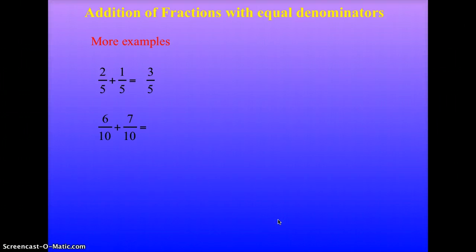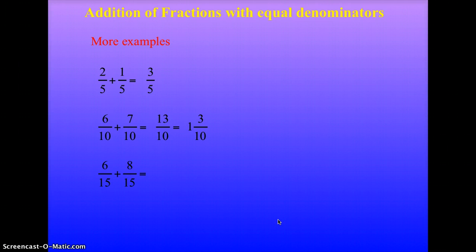6/10 plus 7/10. Go ahead and pause it and solve it. Oh, look, what do you know? You get 13/10 on this one. That's an improper fraction. It needs to be changed to a mixed number. We change from an improper fraction to a mixed number by dividing how many pieces you have by how many pieces make a whole. So 13 divided by 10, which gives you 1 3/10.